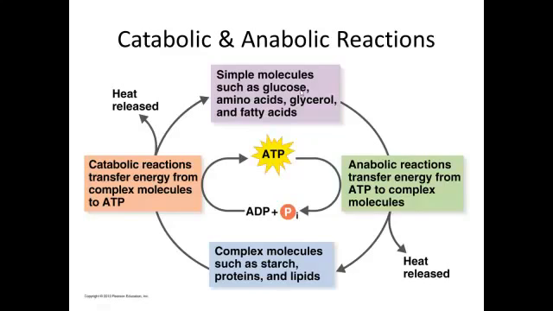So here's what happens. You take simple molecules such as glucose, amino acids, glycerol, fatty acids, and through anabolic reactions you produce complex molecules. Now you've got to have energy. ATP, we're going to be talking about ATP a lot because this is the energy currency of the cell. ATP donates energy to these anabolic reactions. Remember, we've got to put energy in.